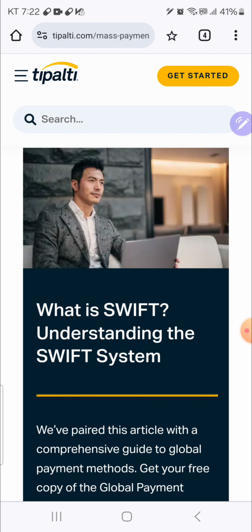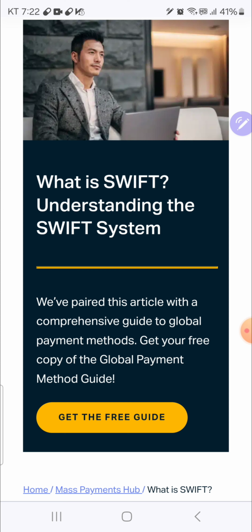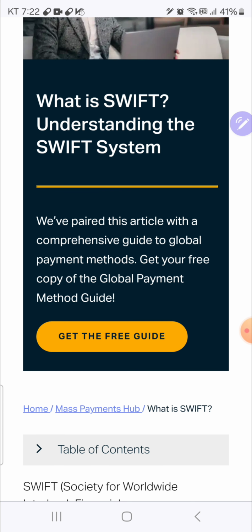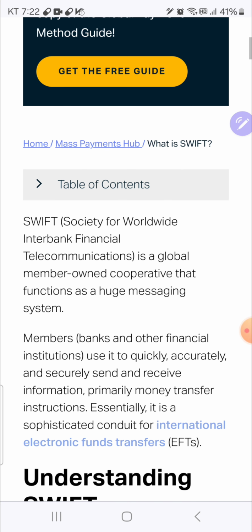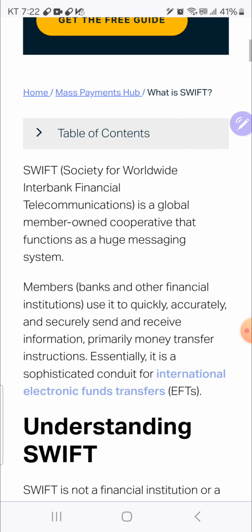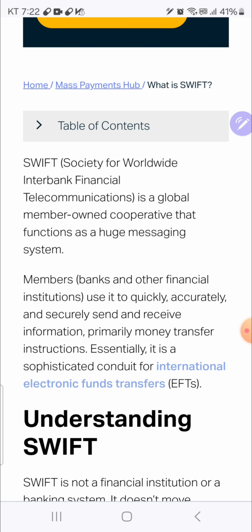And this article is from TPartY, a very famous company, I think. I've never read this article, but I will now. What is SWIFT? Understanding the SWIFT system. We've paired this article with a comprehensive guide to global payment methods. Get your free copy of the Global Payment Method Guide. Get the free guide. What is SWIFT? Table of contents.